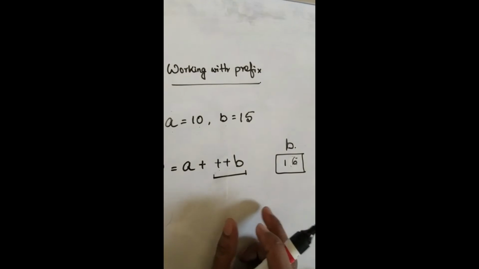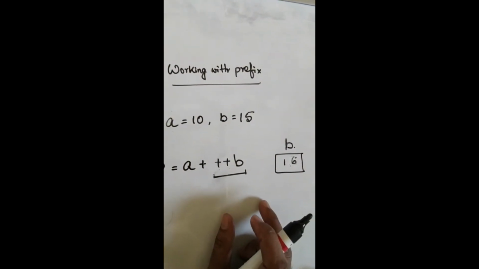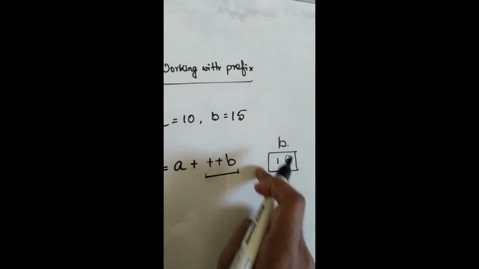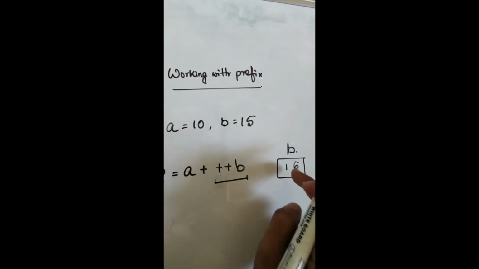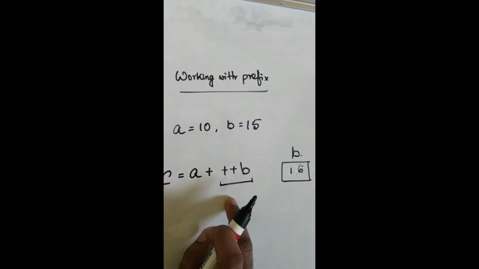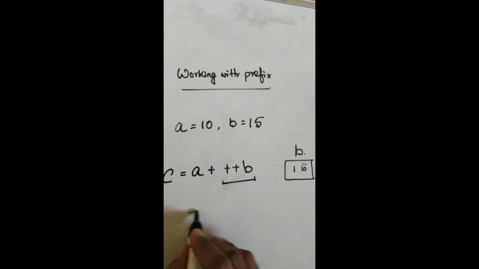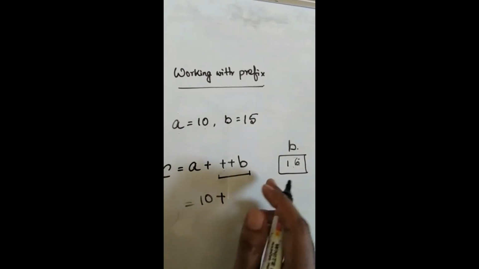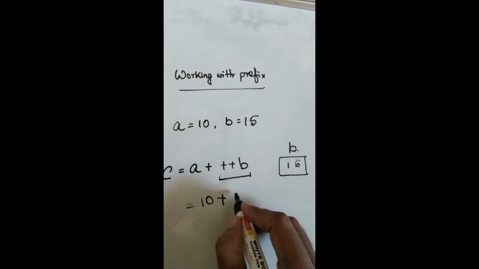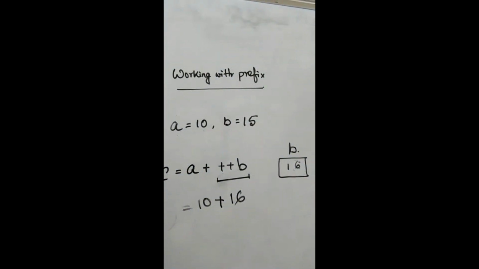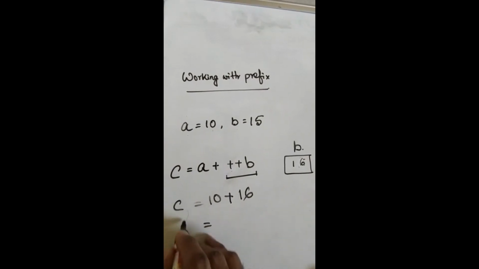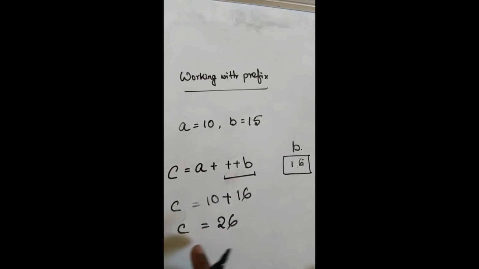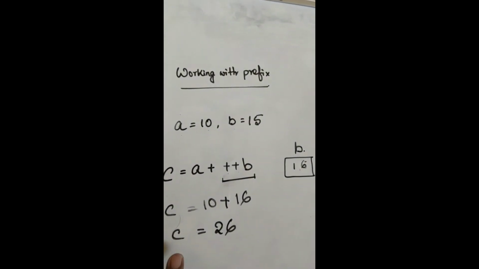Now after incrementing the value, the updated value is b = 16. This value will be used in this expression for the evaluation. So a has the value 10 plus the updated value of b, which is currently 16. Therefore the outcome will be 26. So this value 26 will get stored in the variable c.